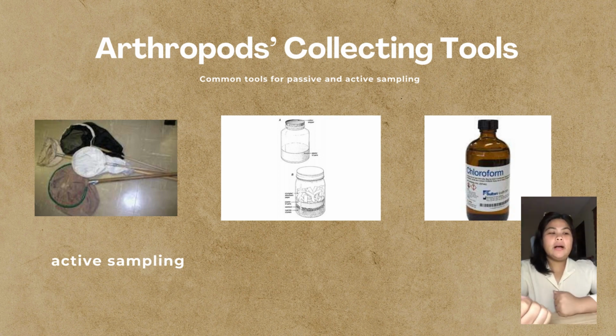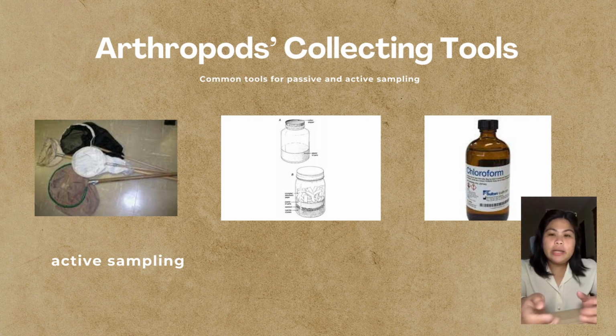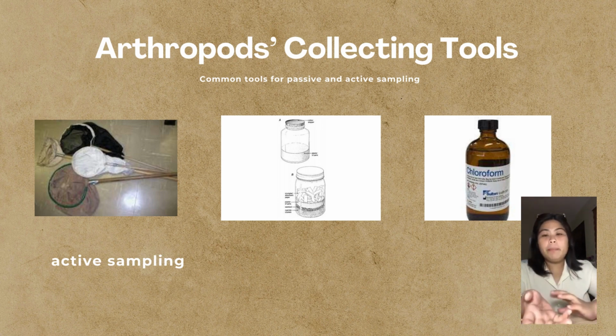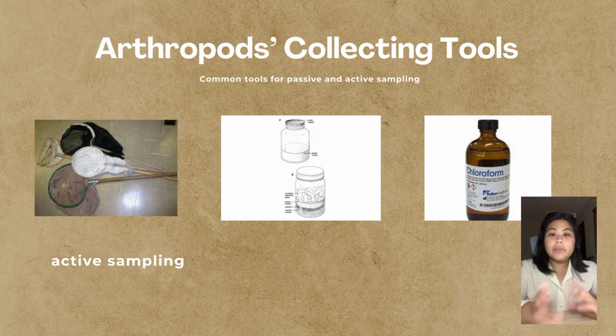Next thing is, as you can see, in the middle is the kill jar or a killing bottle. Effective collecting of insects and related groups usually requires that a specimen be killed so that it can be properly mounted for study. It is composed of some paper or cotton. After it is a cardboard or a box, and having some of the collection from the net.